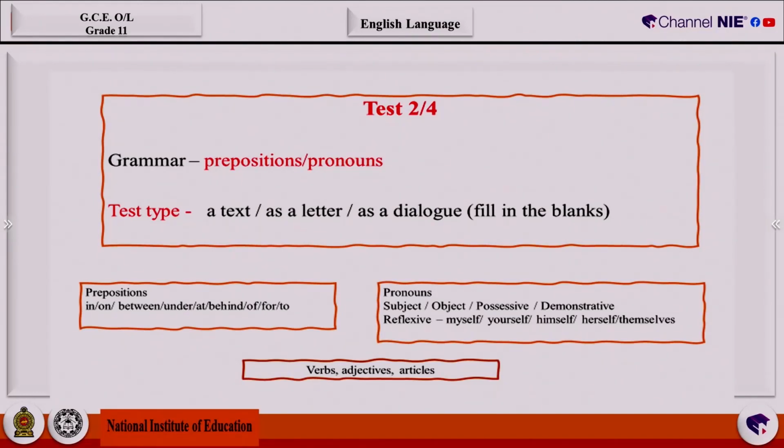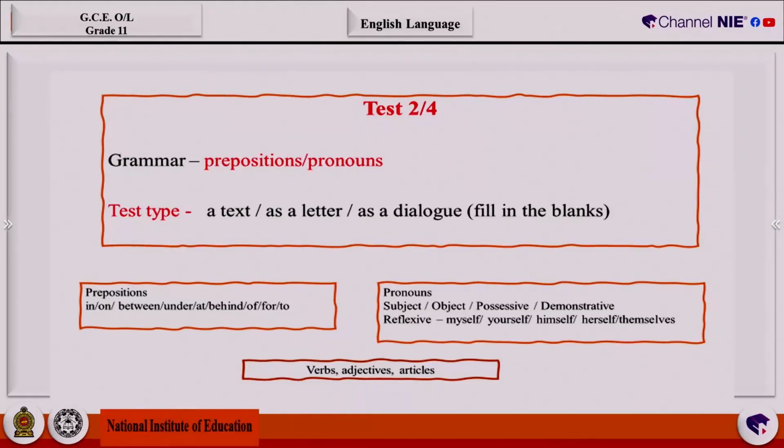So what kind of grammar knowledge will be tested? It can be prepositions. So please be aware of very simple prepositions and their meaning. I have given you some examples like in, on, between, under, behind, of, for and to. So they are very simple prepositions. We have been practicing these simple prepositions from our childhood, maybe from grade 3 onwards. So just have a revision on these simple prepositions. They will be very helpful when you are answering paper 1.